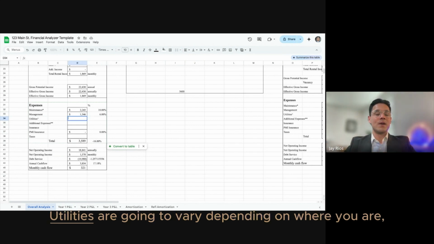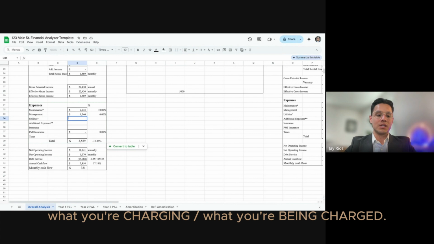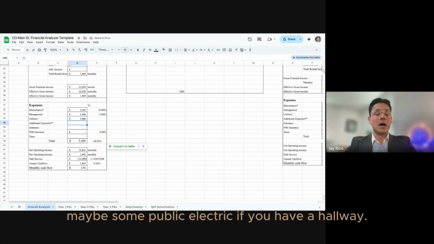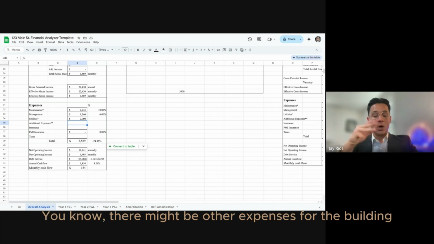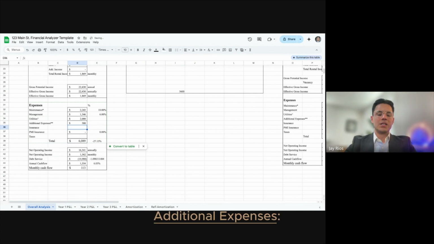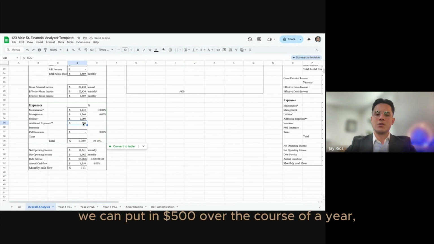Utilities are going to vary depending on where you are, depending on, again, what you're charging, what you're being charged. So let's just call it $2,000, in this case $1,000 each unit for water, sewer, trash, maybe some public electric if you have a hallway. There might be other expenses for the building that tenants themselves do not pay. Additional expenses, we can put in $500 over the course of a year.